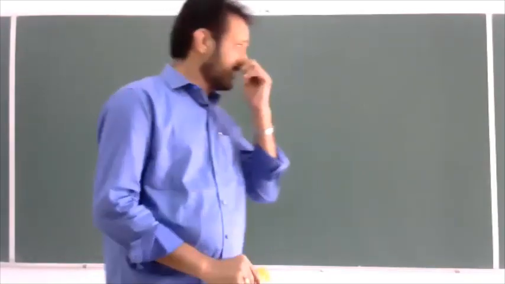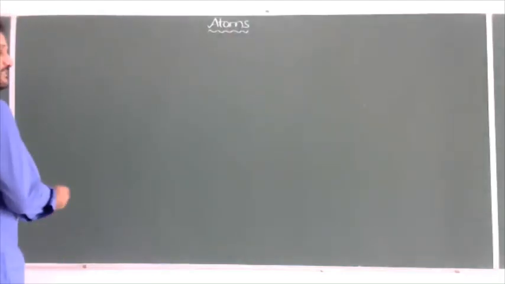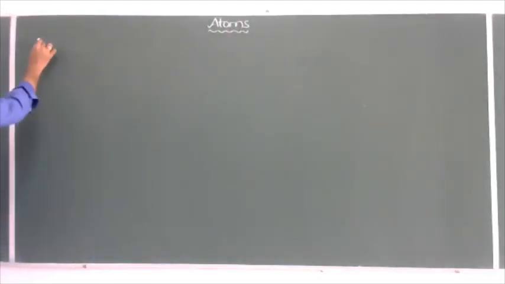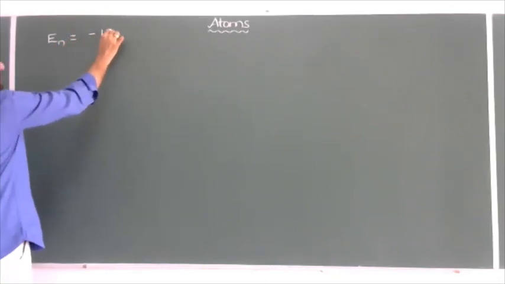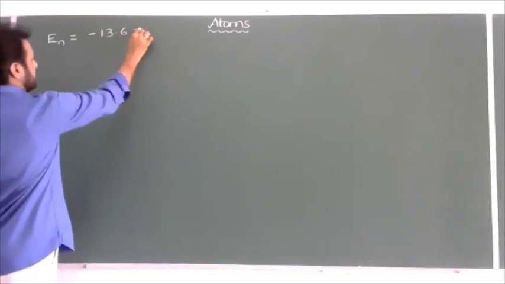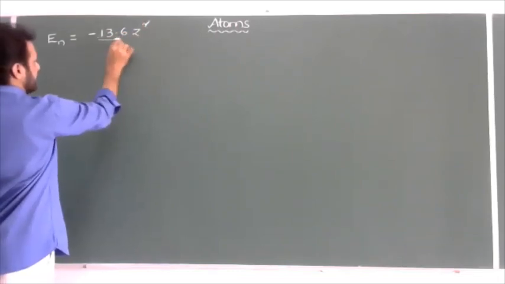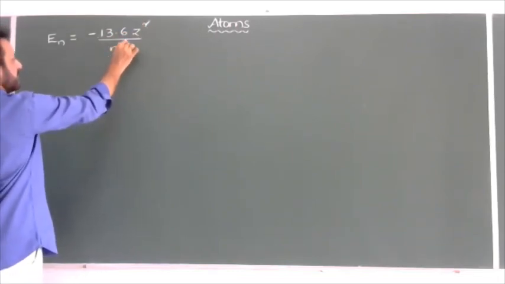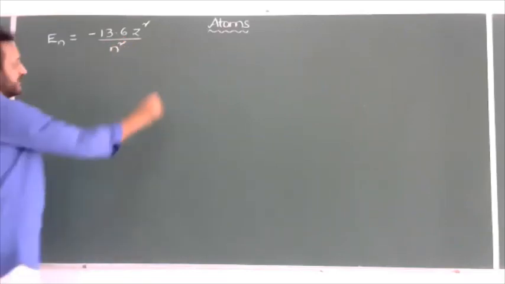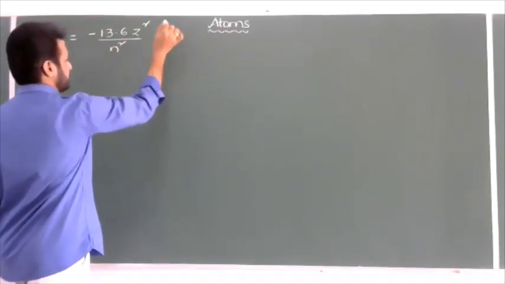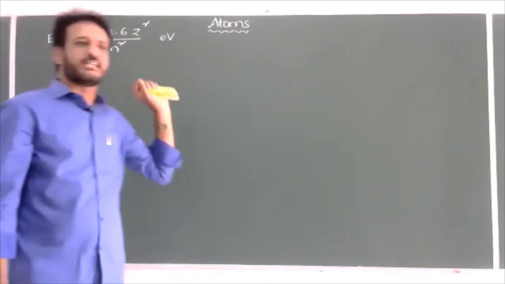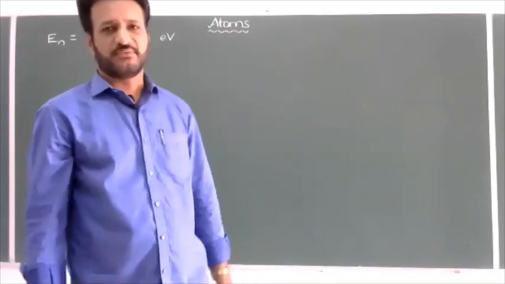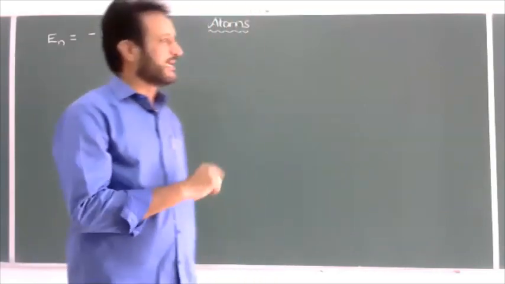In the previous class, last we gave the total energy of electron in the nth stationary orbit. Last we gave one formula: E_n is equal to minus 13.6 into Z square by n square. This formula we gave in the previous class, and it is in electron volt. And we also mentioned the significance of the negative sign. What does the negative sign represent?